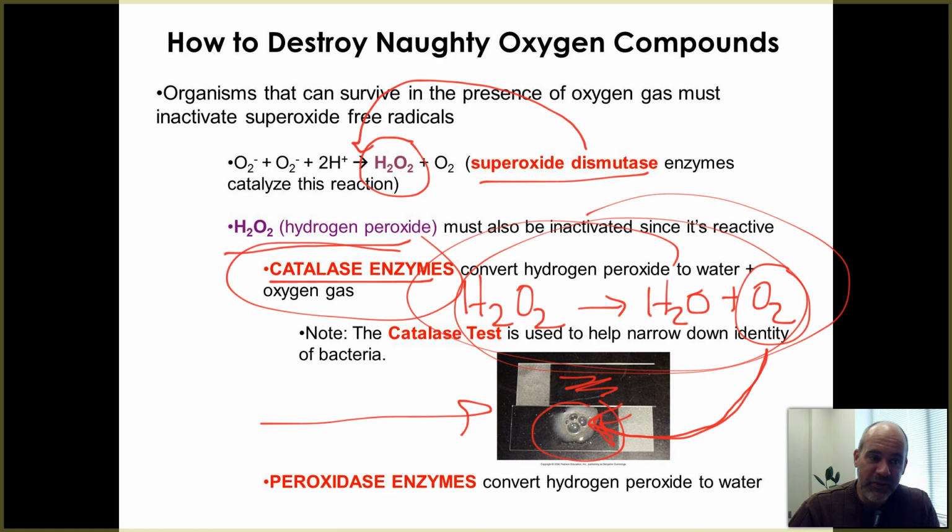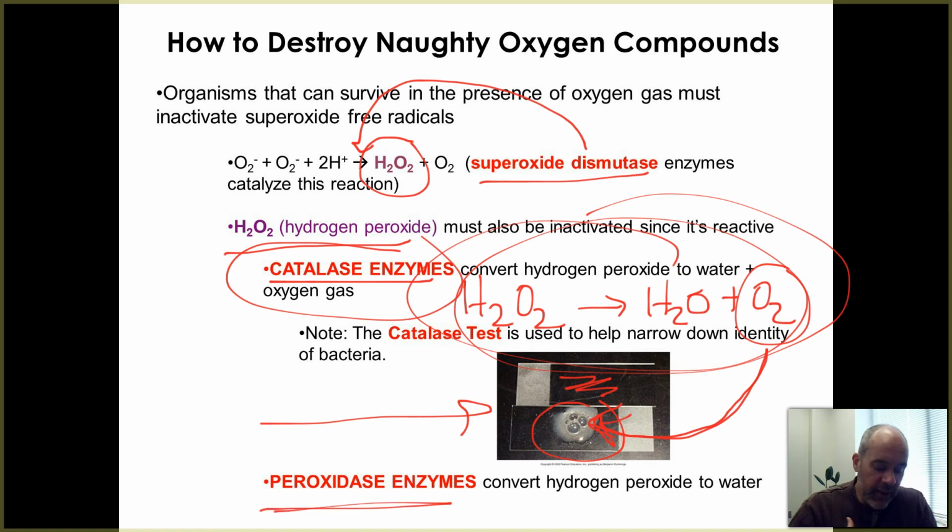Your cells do this too. That's why, if your mama put hydrogen peroxide on a cut or a scrape when you were a kid and you saw all that bubbling going on, what you were actually seeing was your own cells, the catalase enzymes in your own cells, inactivating the hydrogen peroxide and converting it over to water and oxygen gas. So it probably had pretty limited impact on any microbes that might have been in your cut or your scrape.